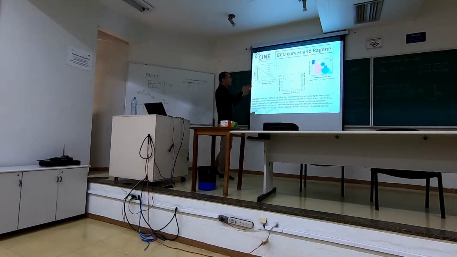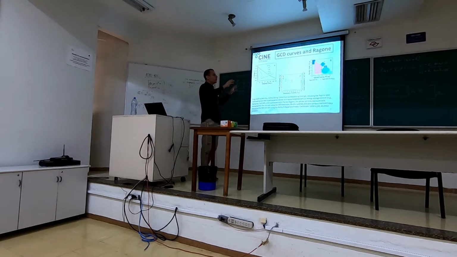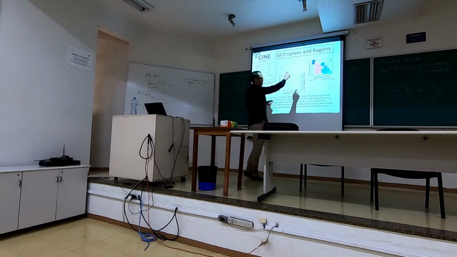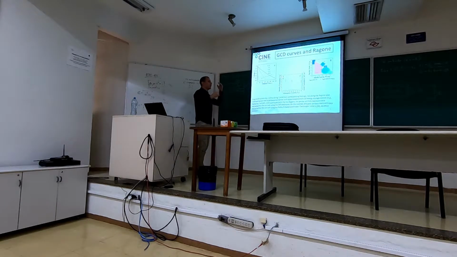In the Ragone plot, the yellow symbols represent the data extracted from the coin cell using only carbon nanotubes. And on the other hand, the pink symbols represent the data extracted from the coin cell using the niobium pentoxide electrodes.